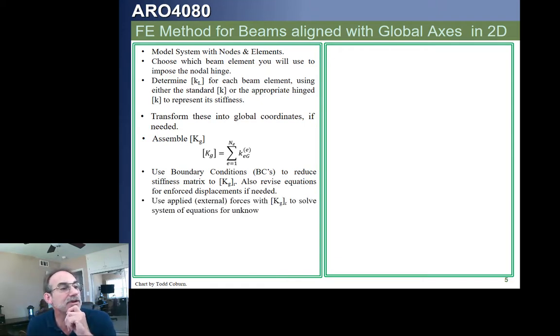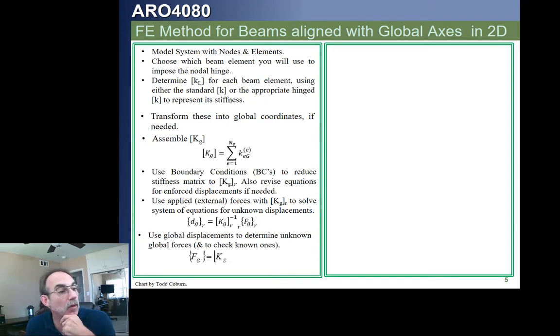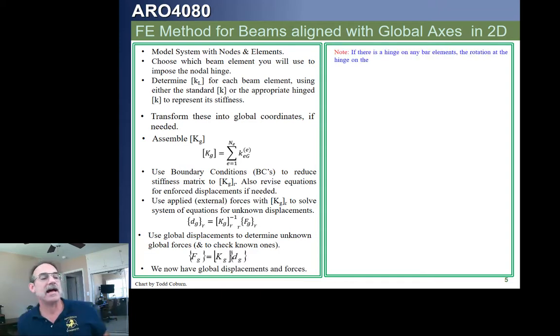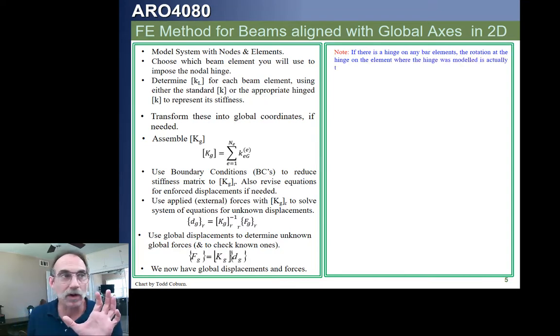So once again, we're using that reduced system to calculate our displacements. Once we have our displacements, we're going to use those displacements to determine the global forces. Once again, that will give us the external forces on the system. Okay? Now we can go and move forward in what we're doing.